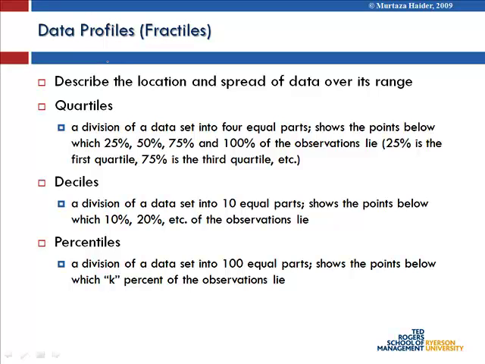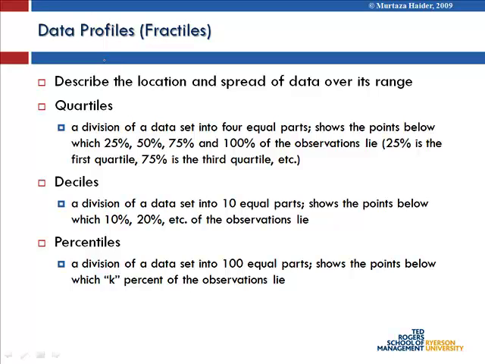The other commonly known fractile is the decile, where you take the data set and divide it into 10 equal categories. So the lowest 10%, then 10 to 20%, and so on and so forth. And the highest decile would be 90% to 100% of the data set.